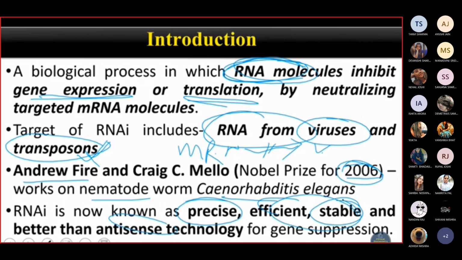Normally in our body, except tRNA or some ribosomal RNA, we don't have any messenger RNA which is double-stranded. So whenever we get a double-stranded messenger RNA, it means it is a foreign messenger RNA. The body tries to degrade it, tries to remove it. That's why any double-stranded RNA coming from a virus will be degraded by this process.